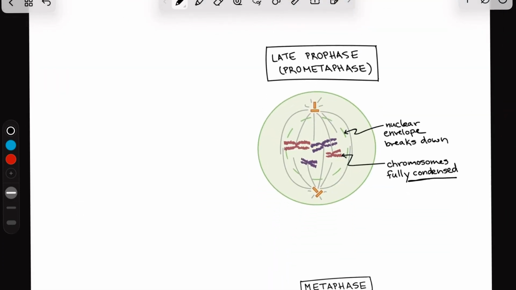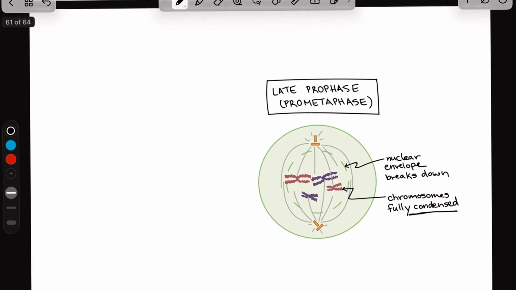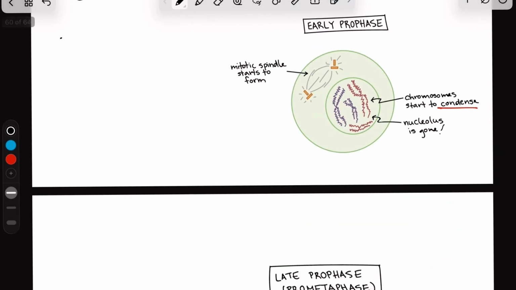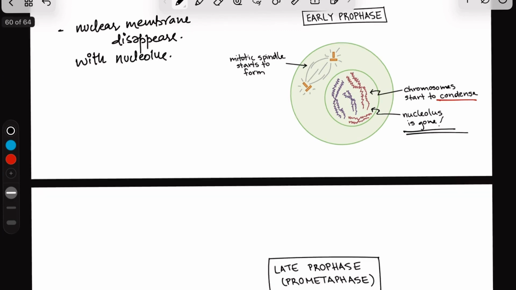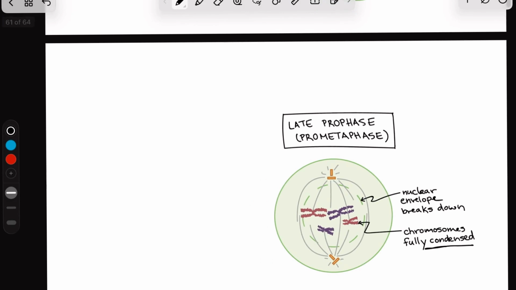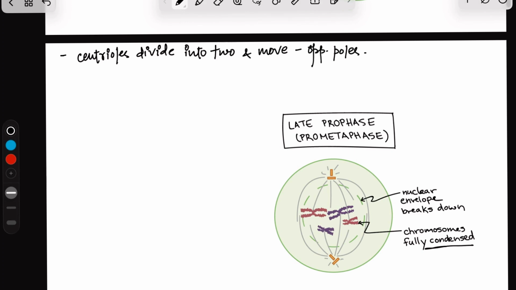Now the nucleolus and nuclear membrane also start to disappear. Both the nuclear membrane and nucleolus start to disappear. Centrioles divide into two and move towards opposite poles. Here in this late prophase diagram you can also see that centrioles have divided into two and they start to move towards opposite poles.